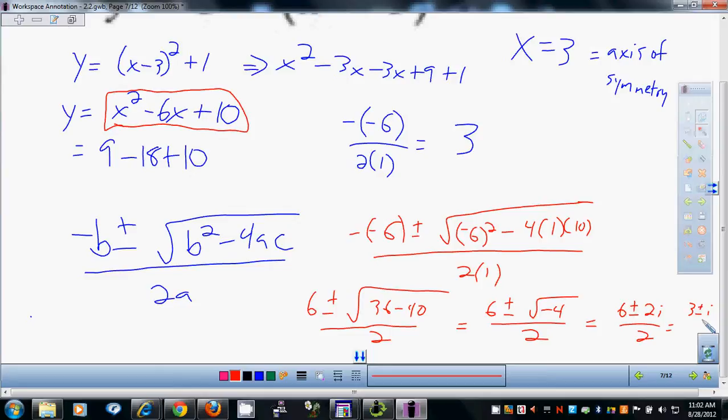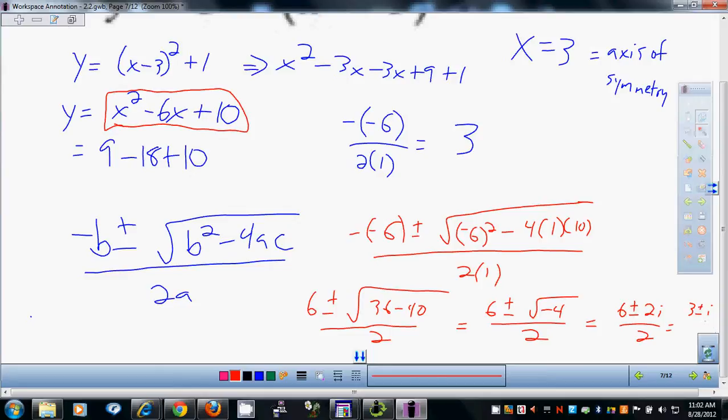This does not mean you did it wrong. It means that the roots, the intercepts, are imaginary. Who can raise your hand and tell me what do you think I mean when I say the intercepts are imaginary? Yes, sir. That's right. That's right.